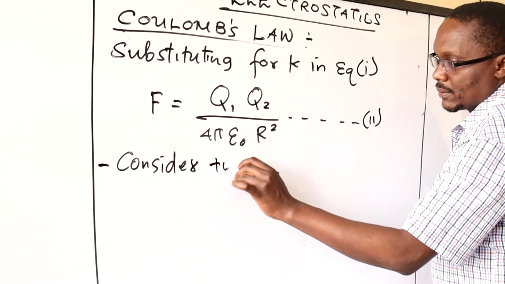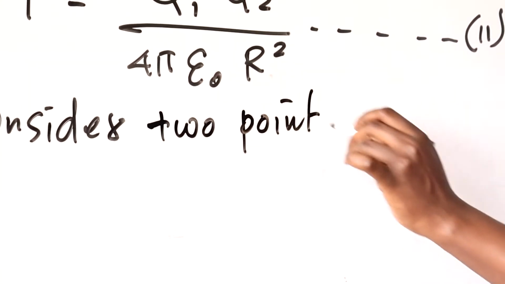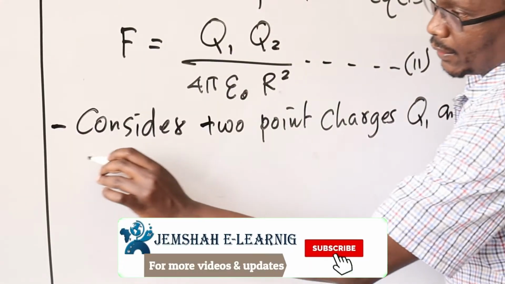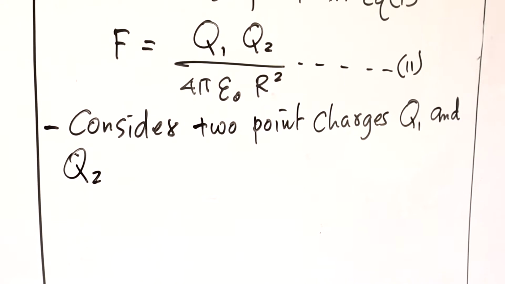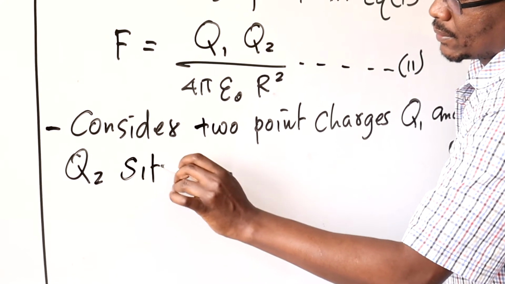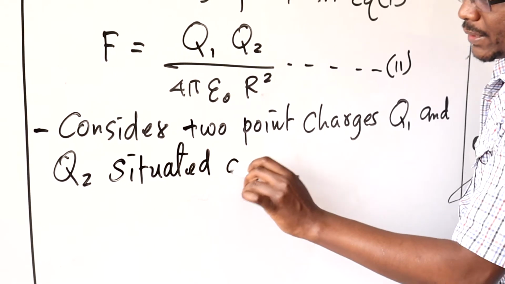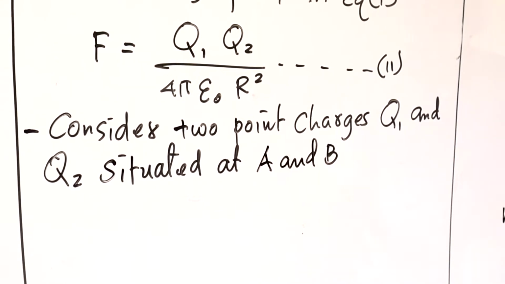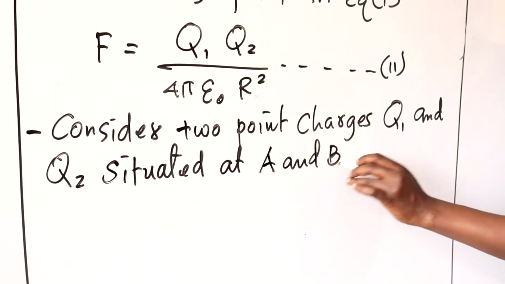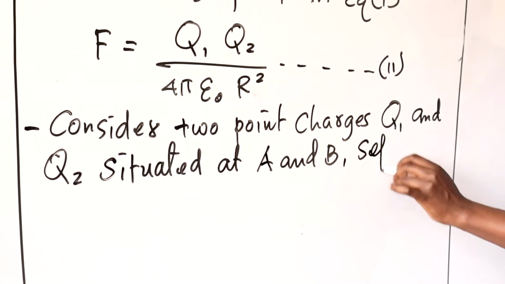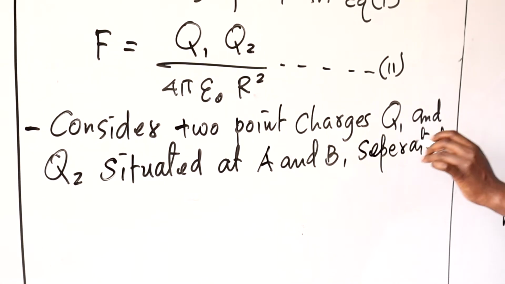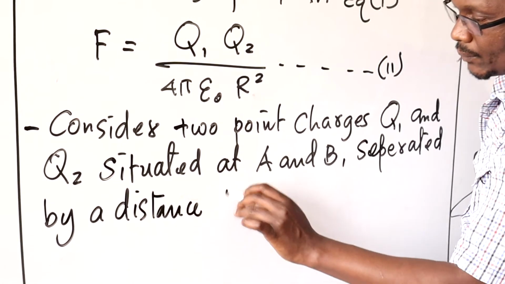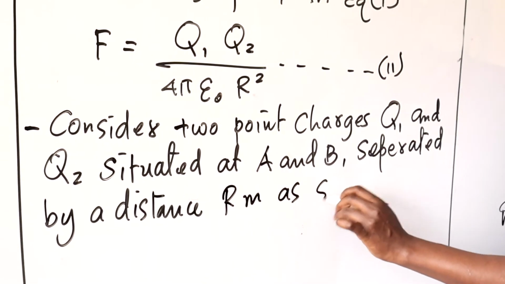Now we can continue further and consider 2 point charges Q1 and Q2 situated at A and B, separated by a distance R meters as shown below.